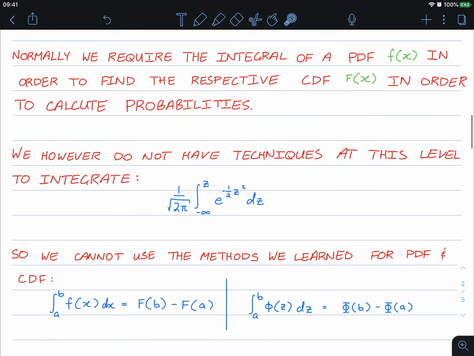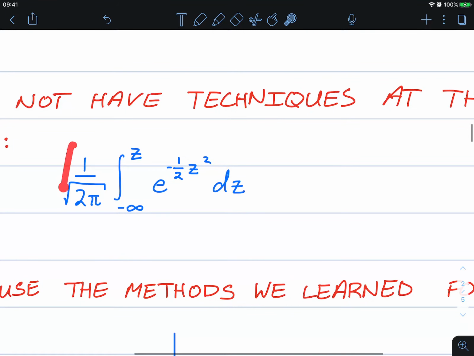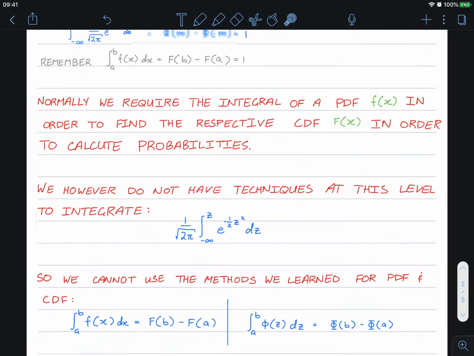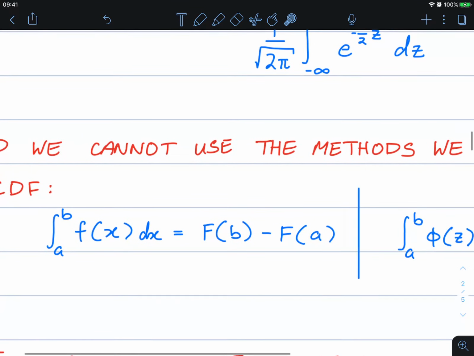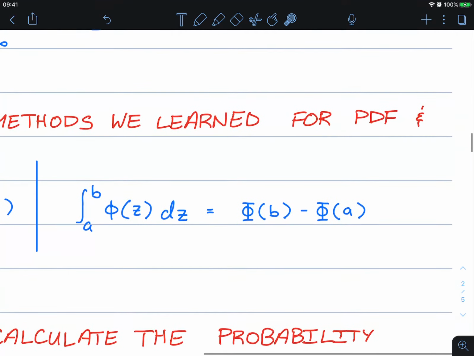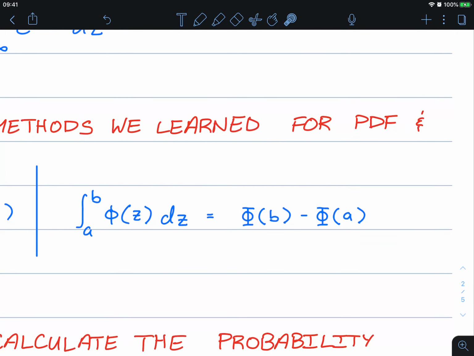Now, normally we require the integral of a PDF, which is f of x, in order to find the respective CDF, primitive f of x, in order to calculate probabilities. We, however, do not have techniques at this level to integrate this difficult integral. So we cannot use the methods that we learned for PDF and CDF. Again, normally we would take the integral, substitute the two values we're looking for to get the probability, if we could do that here, we would.